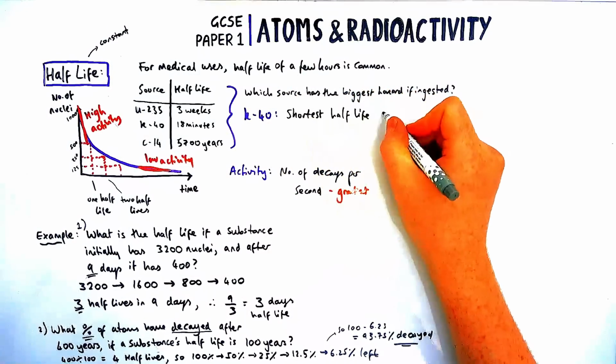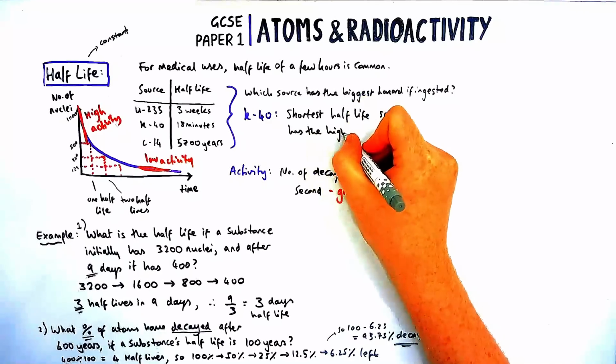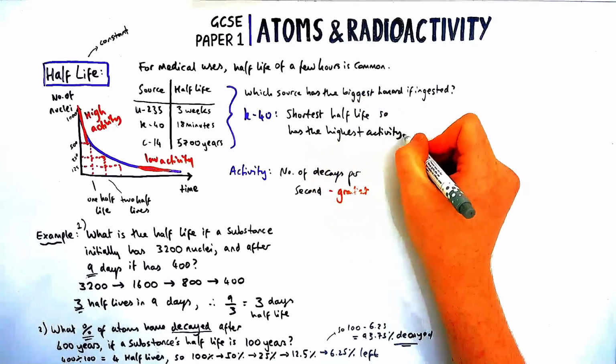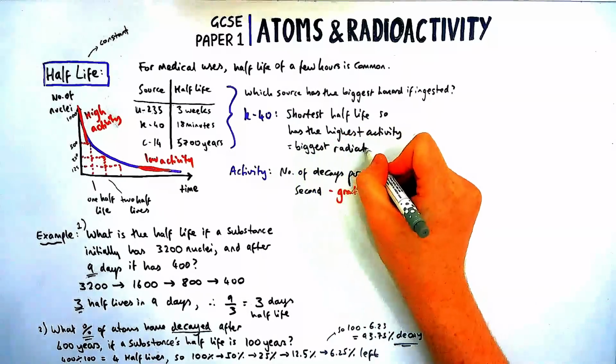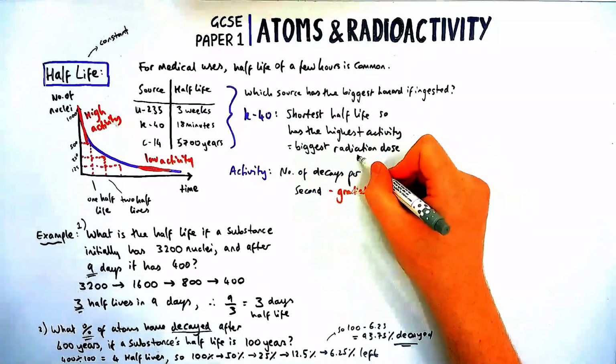So actually the shortest half-life is going to be the biggest hazard because it has the highest activity, the highest number of decays per second. That's going to provide the biggest dose to a person if it gets absorbed into their body.